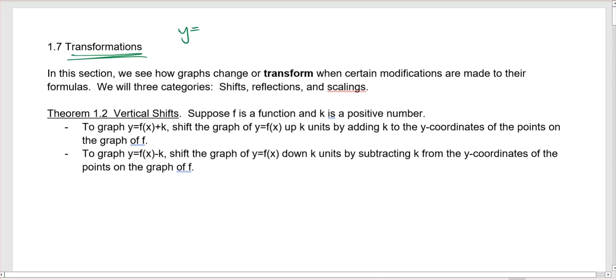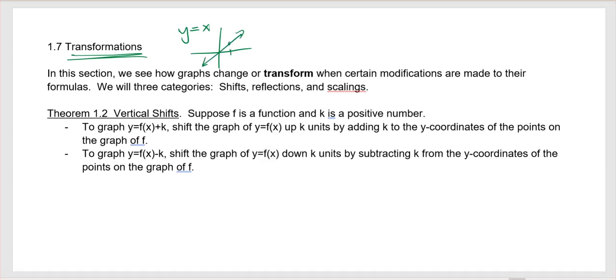For example, like y equals x, we should be able to just immediately draw this one, right? It's that line that goes through the origin. It's got the point 1, 1 on it. It's got the point negative 1, negative 1 on it, right? We know what that looks like. We've got to know what this one looks like.